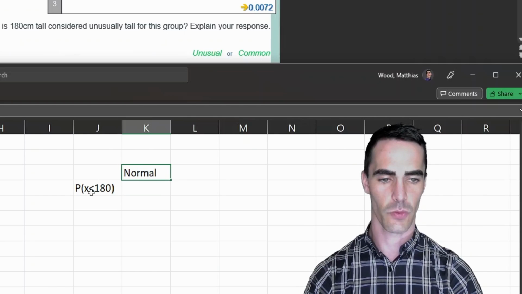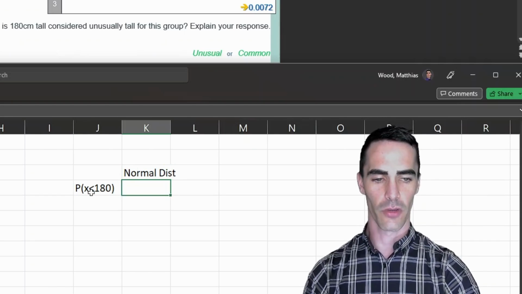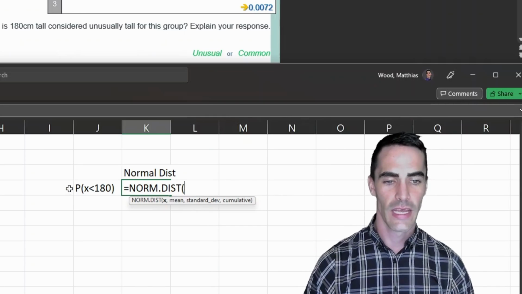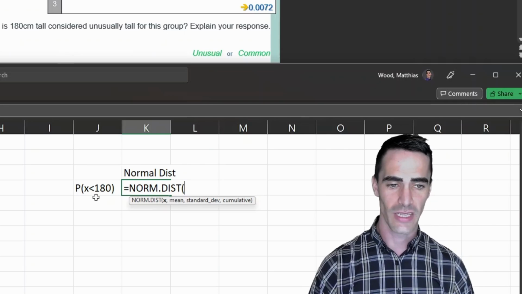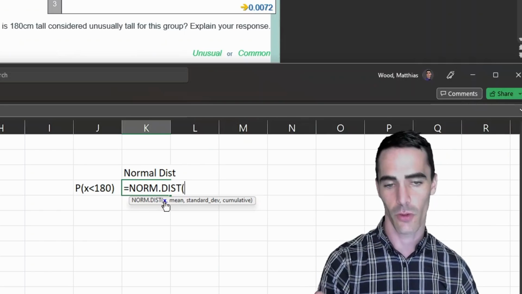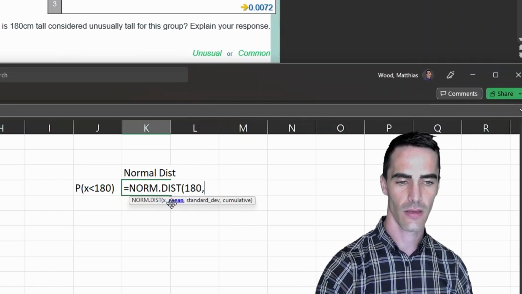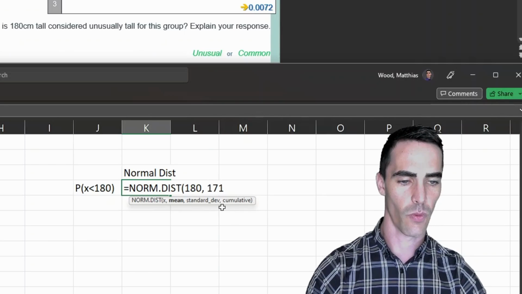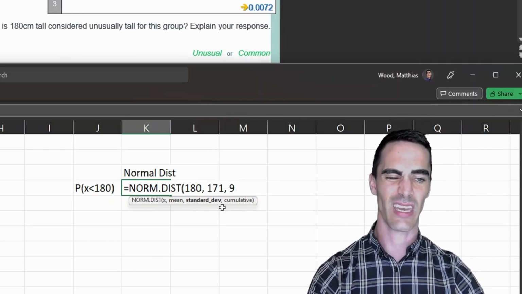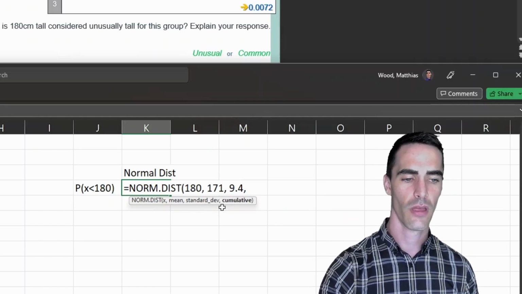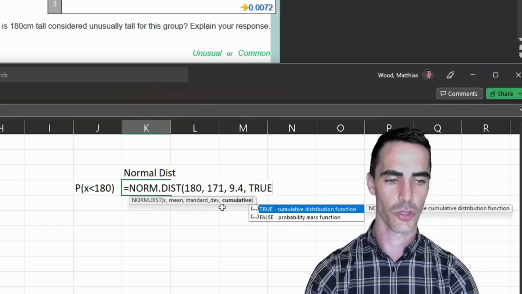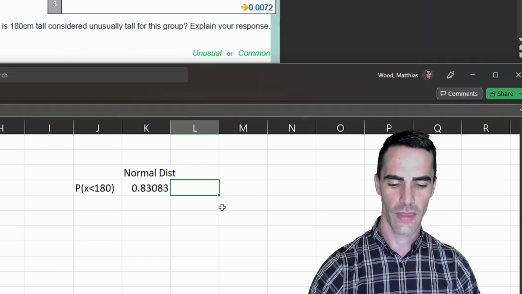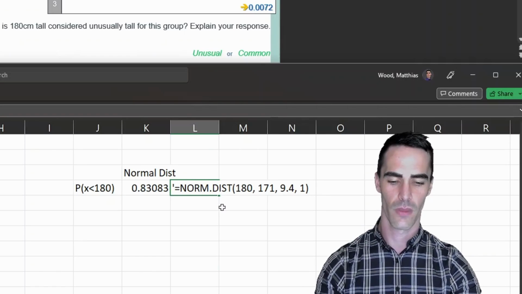Again, very fancy. Since we're on the normal distribution, I can go in here and write equals NORM.DIST. And since we're fit that form properly, we're already in less than, I can simply type in the x value, or k for us, 180. And then I need the mean, which in the actual example was 171. And then I need the standard deviation, again, in the example, 9.4. And for the cumulative argument, you can either type the word true, or to keep things simple, I'll just write the number 1. And that'll give me the probability that I'm interested in.